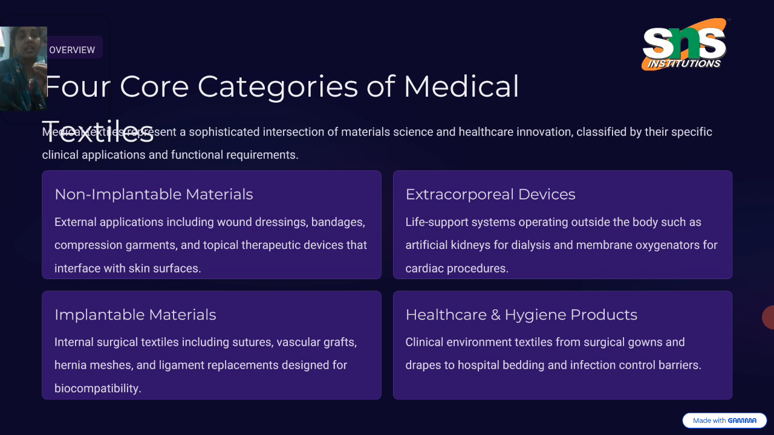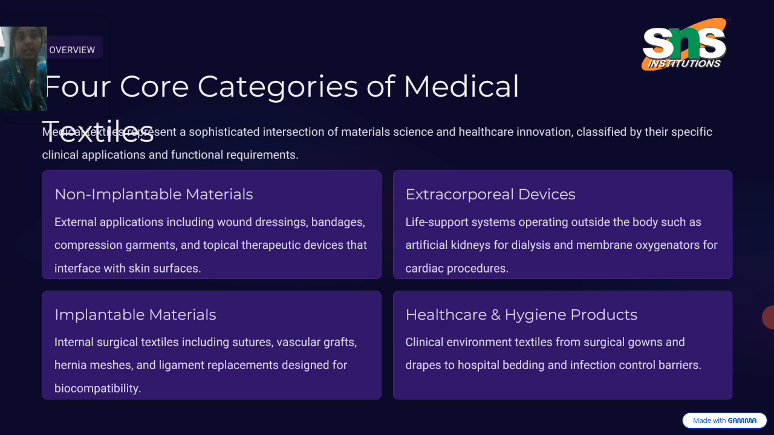Extracorporeal devices are life-supporting systems operating outside the body, such as artificial kidneys. They support the human organs to maintain a good life, such as artificial kidney and artificial lungs, and are mainly concentrated on dialysis and the membrane oxygenators for cardiac procedures. So artificial heart, artificial kidney and those supporting materials are mainly extracorporeal devices.